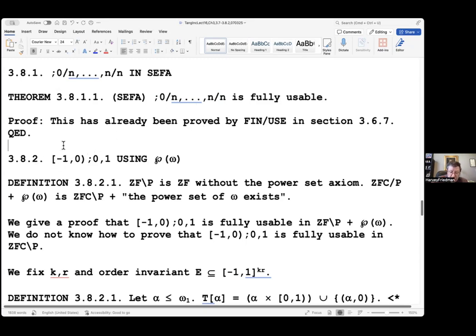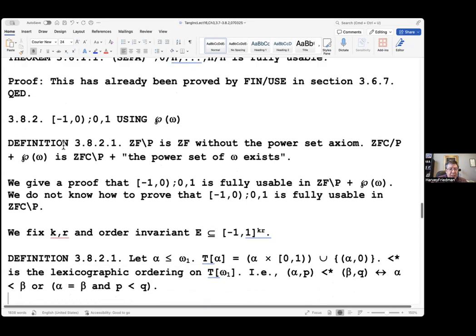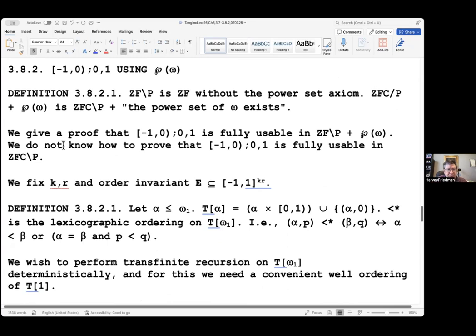Now, I want to talk about this today, and I want to do a fair amount of details. This is the first case where there's a really serious use of set theoretic methods in order to prove one of these things. This is the simplest situation. And it's very pretty. It's -1, 0, semicolon, 0, comma, 1. Again, I'm not claiming a reversal.